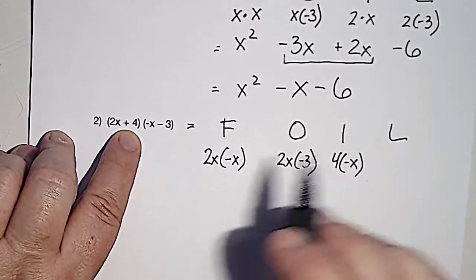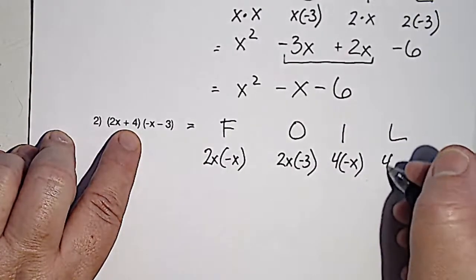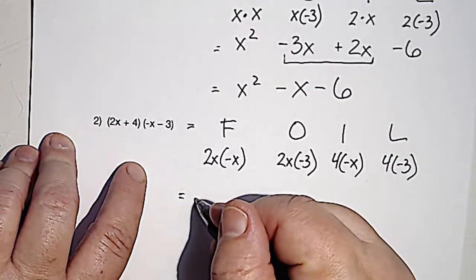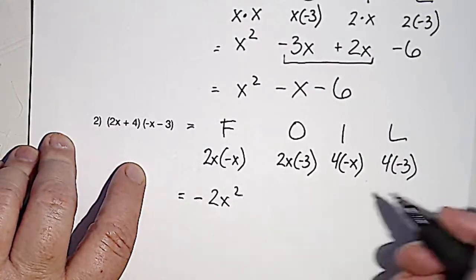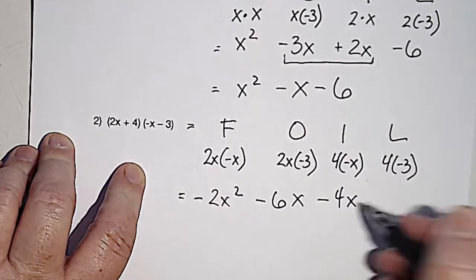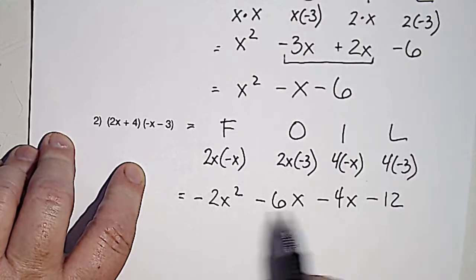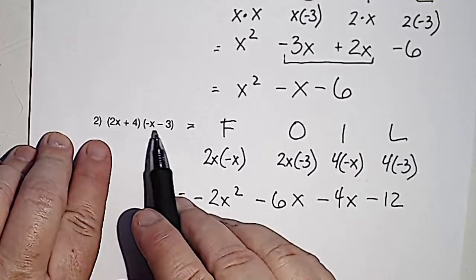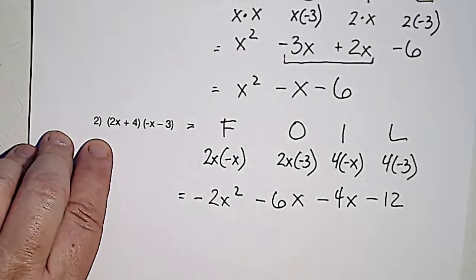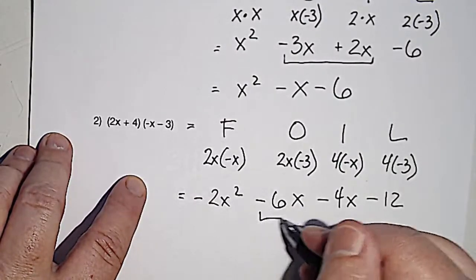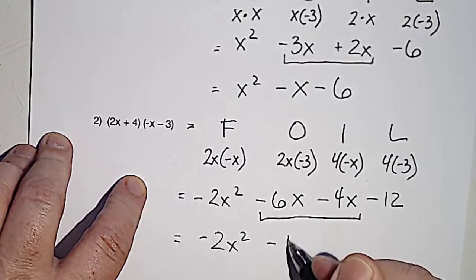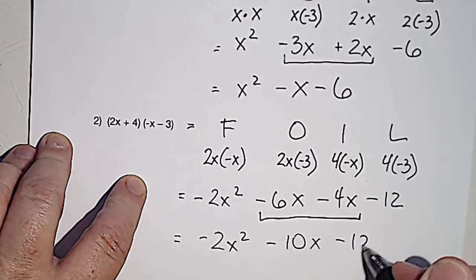L for last, 4 times -3. Okay, so I get the opposite of 2x squared minus 6x minus 4x minus 12. Now, where do we get all the minuses? Look at that. This one was entirely negative. So minuses everywhere. But we can combine the ones in the middle, -2x squared minus 10x minus 12.